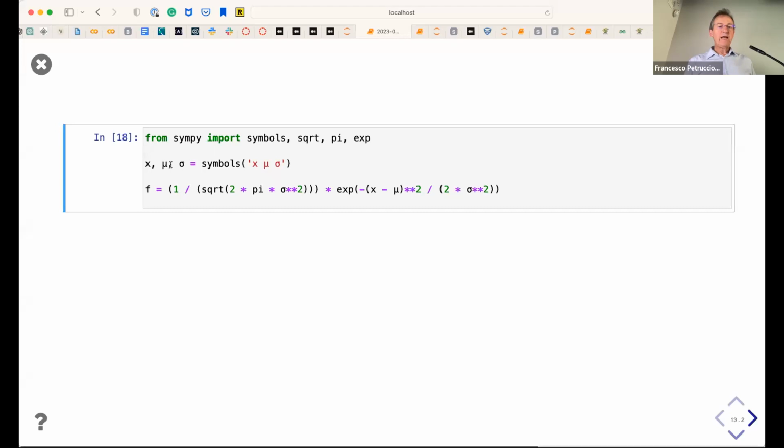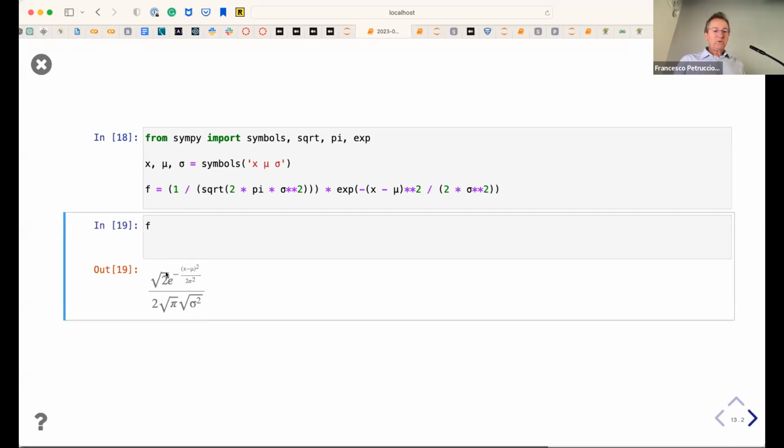We need the symbols x, mu, and sigma as symbols. And then here's our function f. Sorry, this is pedagogically bad because now I don't have the sp dot. Anyway, f is 1 over the square root of 2 pi times sigma, the standard deviation, times the exponential of minus x minus the average, squared, over 2 times sigma squared. If you print f, you get the nice expression. You could force it to divide the square root of 2 and have it at the bottom if you want. You can use simplify or whatever, and that will work.